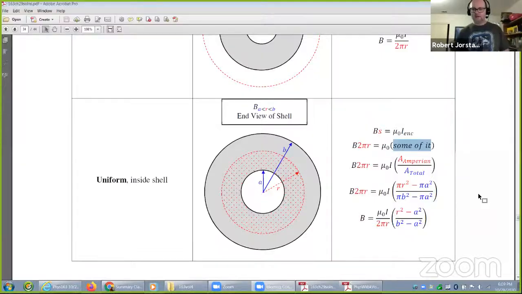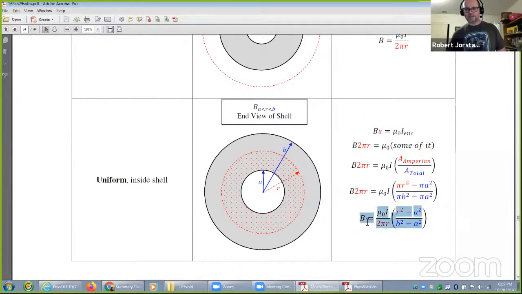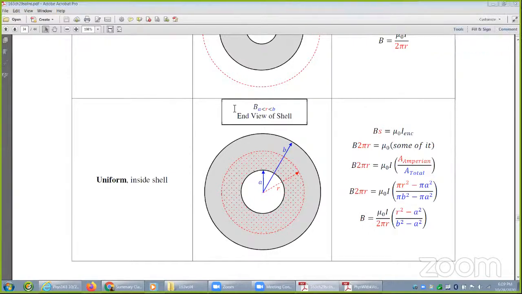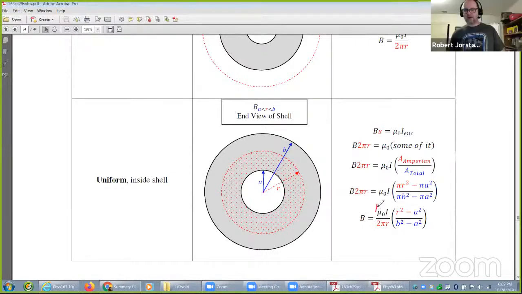Other questions on this one, or is that one kind of making some sense? What should you check with every calculation? Units. How will we check the units? Mu naught up top, I up top. What do I need on bottom?